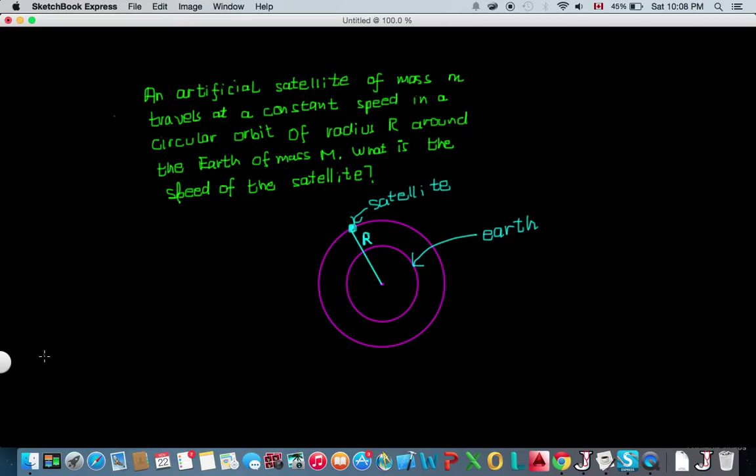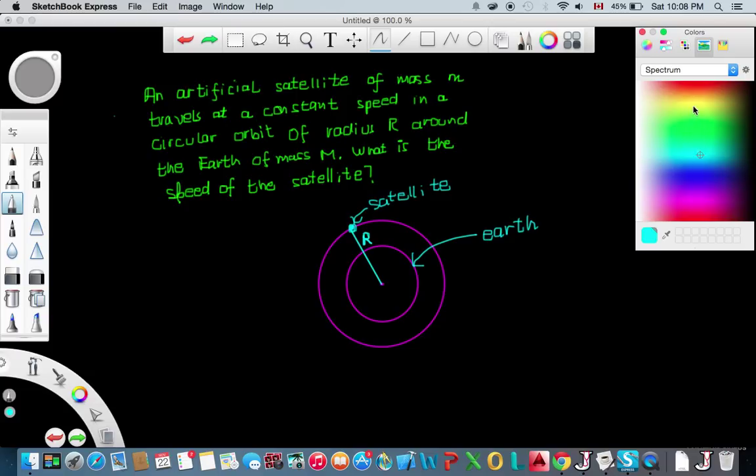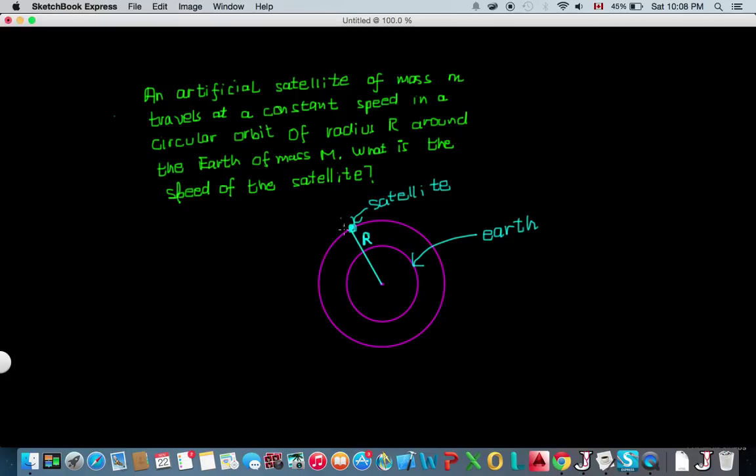So let's write that down here. I think I'm going to use yellow. The centripetal force on this satellite is m v squared divided by r, where the mass is m, the speed we're trying to determine is v, and the radius of the orbit is r. That is equal to the force of gravity that acts on this mass due to the mass of the Earth. We write that as G, the mass of the Earth, the mass of the satellite, divided by r squared.